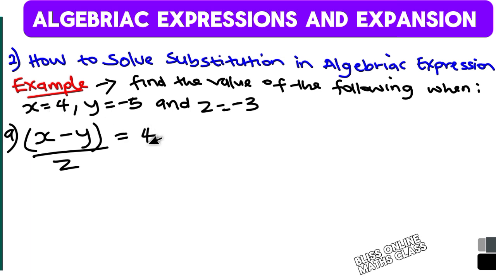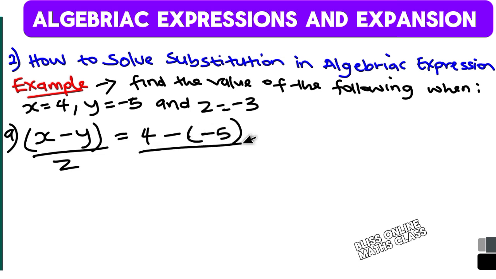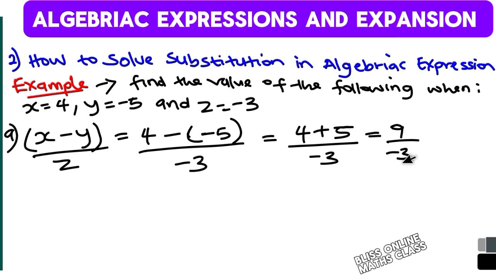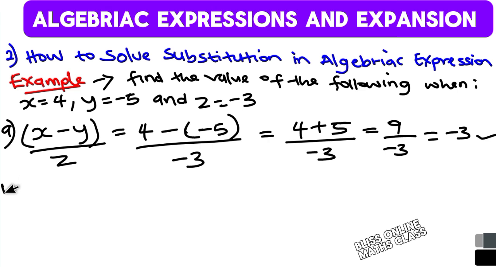This will be equal to 4 minus y, we have y is minus 5. This is minus 5. Divide by z, z is equal to minus 3. This is minus 3. So what we have is 4 minus minus 5 divided by minus 3. Minus times minus is plus. So this is equal to 4 plus 5 over minus 3. 4 plus 5 is 9. Divide by minus 3. 9 divided by minus 3 will give us minus 3. And that's our answer.